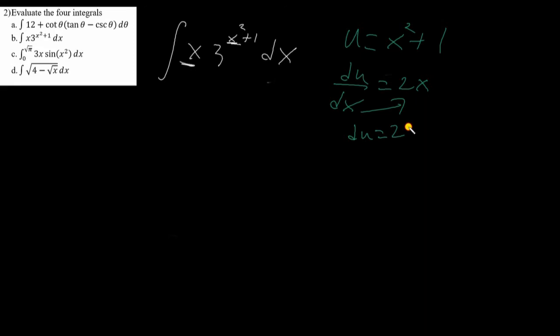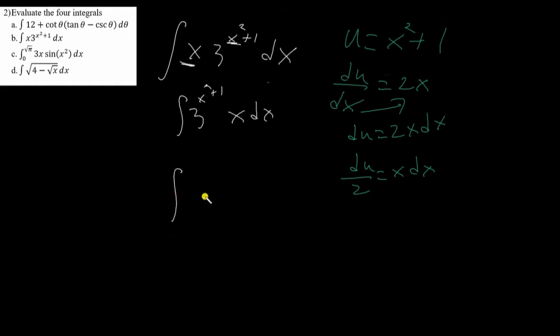equals 2x dx. And then notice that here I don't have a 2x, I only have an x. That means I need this to be x dx. So I need to get rid of this 2. I'm going to bring the 2 over to the other side. So it's going to give me du over 2 is equal to x dx. And then I'm going to make the point clear, I'm going to rearrange this first integral. So it's going to give me 3 to the x squared plus 1 times x dx. And so instead of this x dx, I'm going to replace it with du over 2.